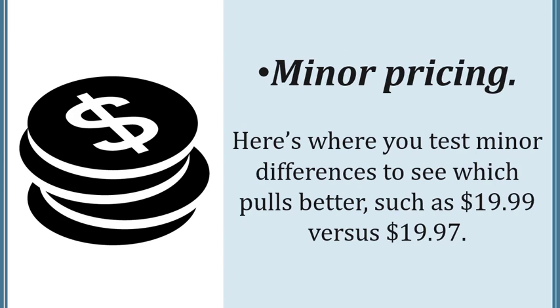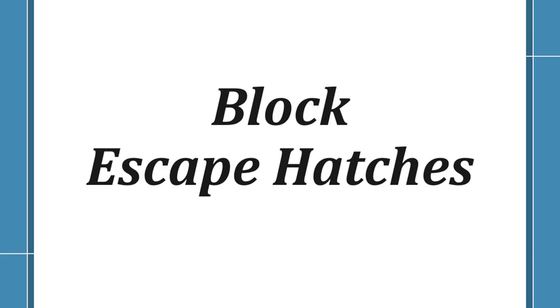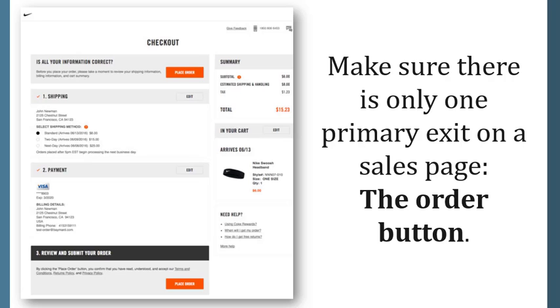Second, payment options. Here, you can test options such as PayPal versus 2-checkout, or you can test payment plans versus one-off payments. Third, minor pricing. Here's where you test minor differences to see which pulls better, such as $19.99 versus $19.97.